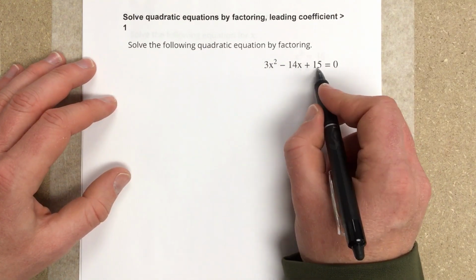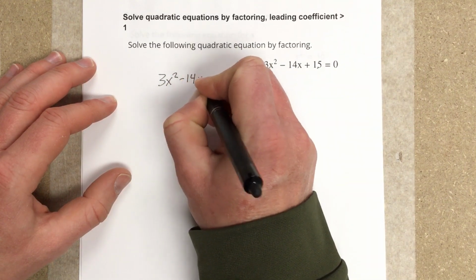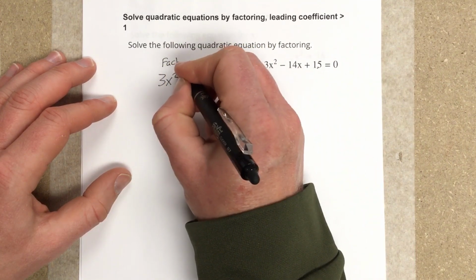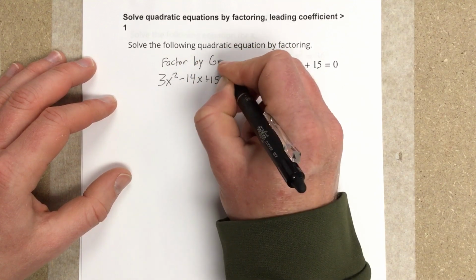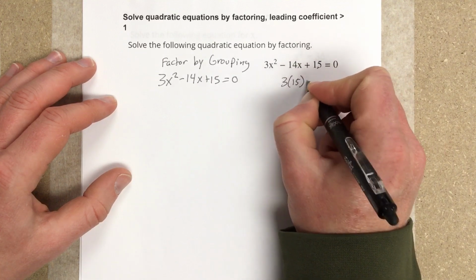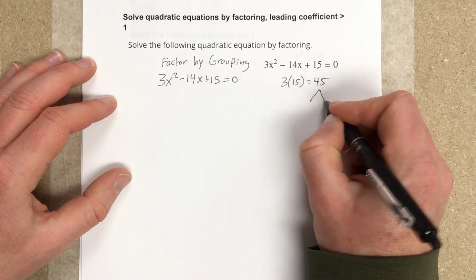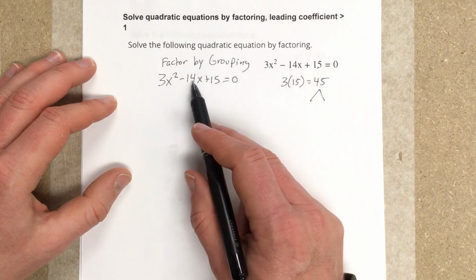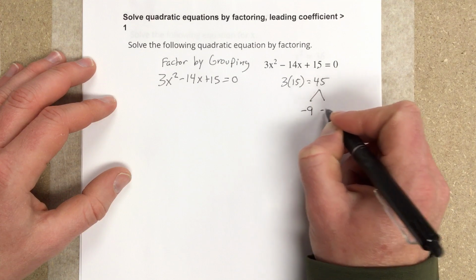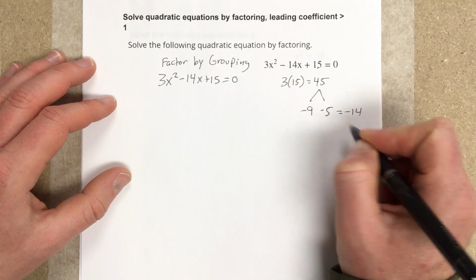We have 3 and 15 here, so I'm going to take 3 times 15. Let's rewrite this here: 3x squared minus 14x plus 15 equals 0. And we're going to do factor by grouping. So I get 3 times 15, which is 45. Let's factor the 45 into all the possible factors. We're trying to get negative 14, so we're going to use negative numbers. So I'm going to have negative 9 and negative 5. Well, that already equals negative 14. I can see that when I add them together. So negative 9 and negative 5 work.